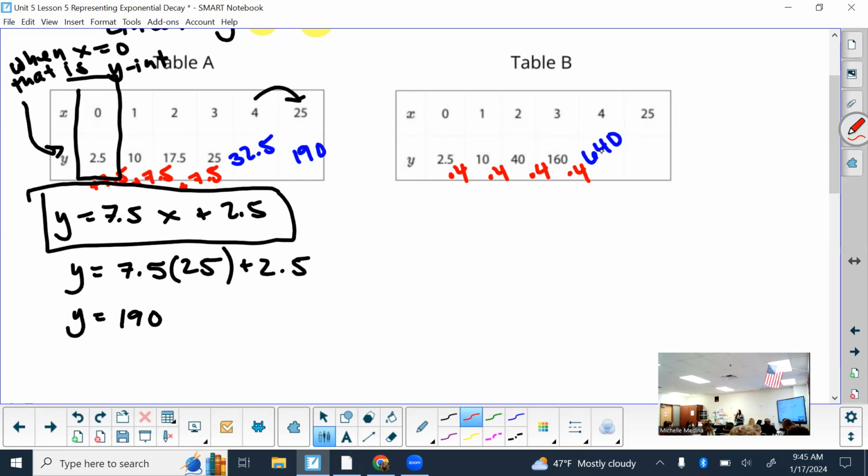So if it's multiplying each time, table 7, what type of function is table B? It is exponential, if it multiplies each time to get to the next value. What's our format for our exponential functions?